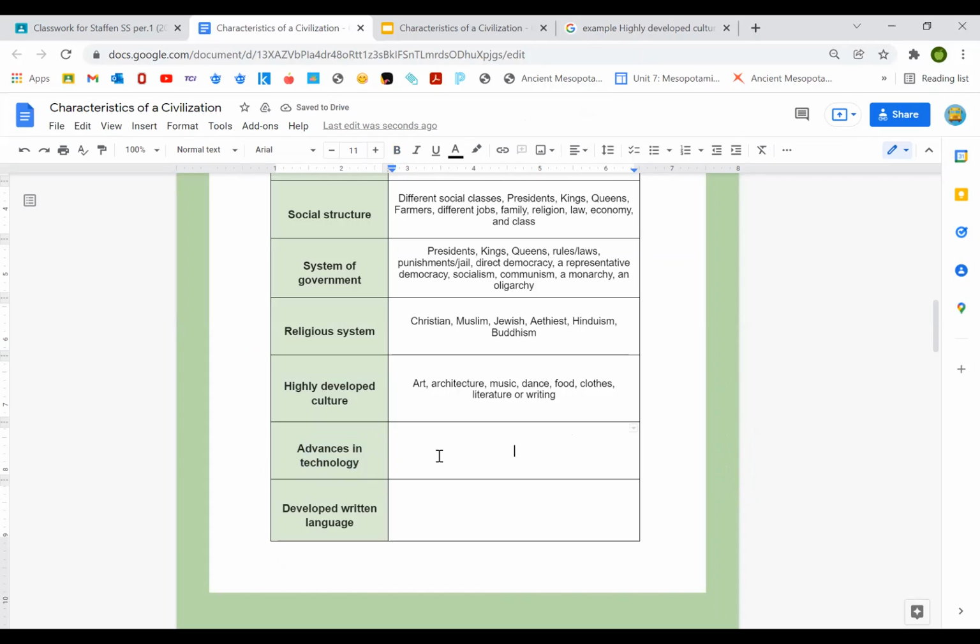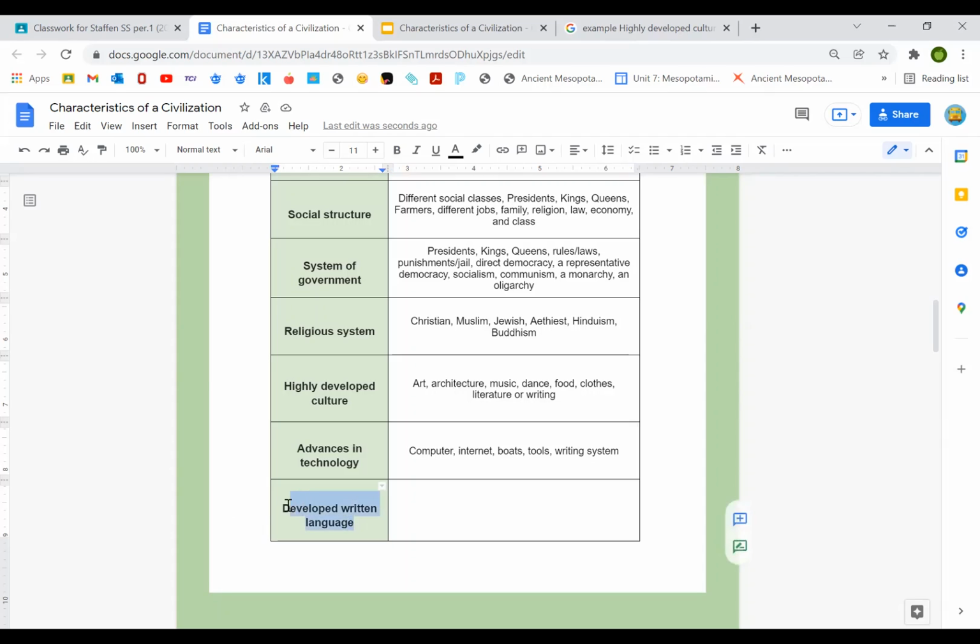Advances in technology. So for us, you know, the computer or internet. But for ancient civilizations, other inventions were considered advances in technology. So boats, you know, transportation for them, tools. Trying to think of what else. Honestly, a writing system was an advance in technology for ancient civilizations. So you can do modern examples or old ones.